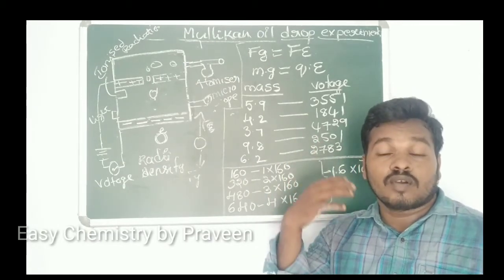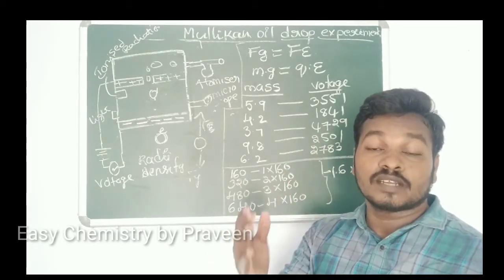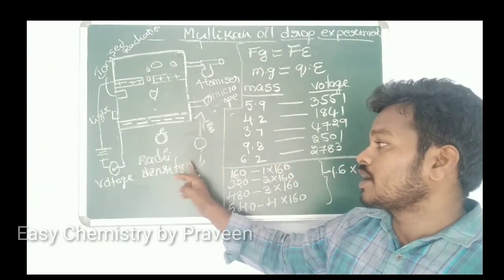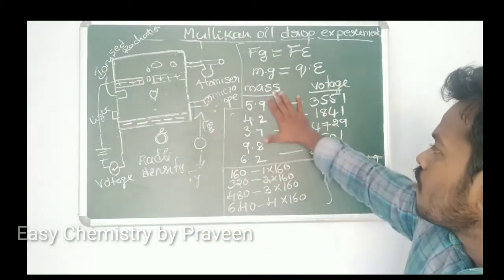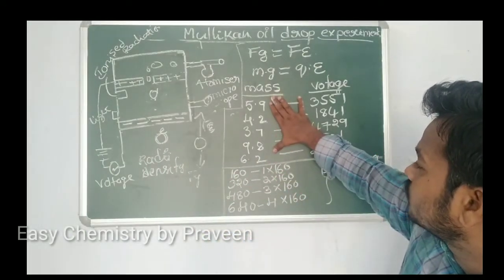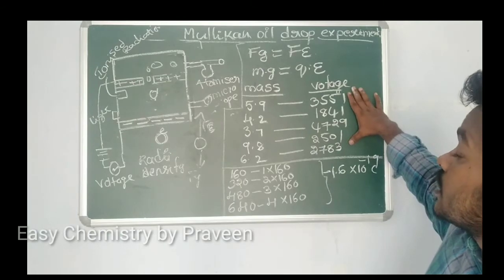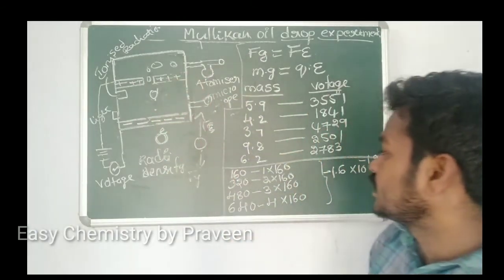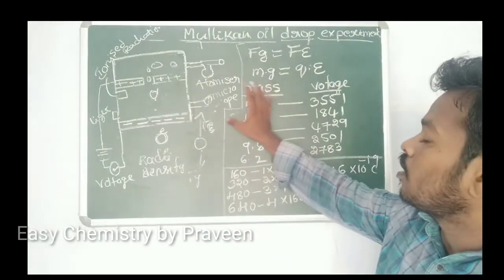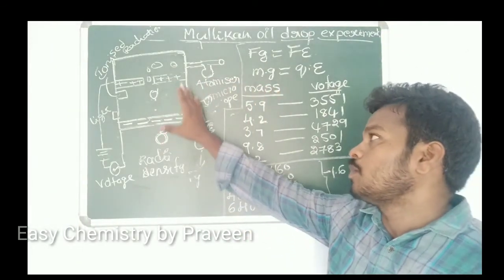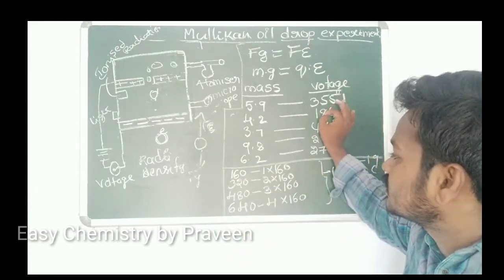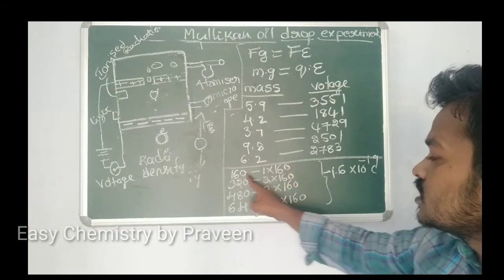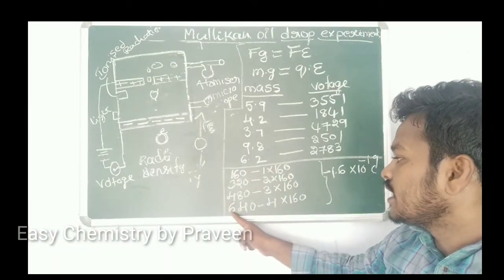Already we said that he performed this multiple times, with different oil droplets having different masses. How can we calculate the masses? With the help of the radii and density. So different oil droplet masses require different voltages to make them suspended in between the two metal plates. Every time after suspending the oil droplets between the metal plates, he calculated the charge by using this formula. The first one he got was 160, later 320, 480 and 640.